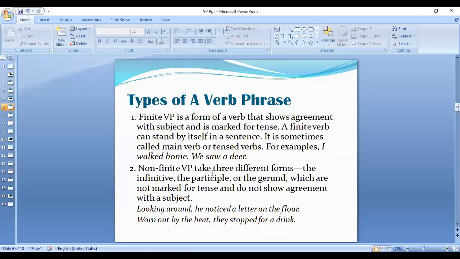Mainly non-finite verb phrases have three different forms: infinitive, participles, and gerund forms. For example, looking around, he noticed a letter on the floor. Here in the sentence, looking around, which is in gerund form, is a non-finite verb phrase. The next sentence, worn out by the heat, they stopped for a drink. The first phrase is not a finite phrase; it is in participle form. So I think you are clear about the types of verb phrases.